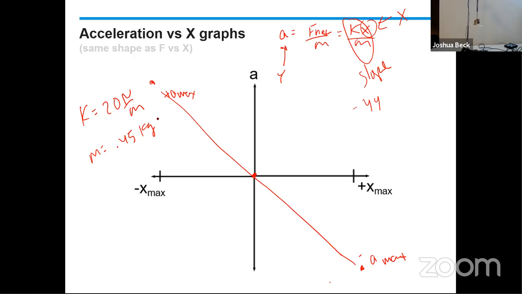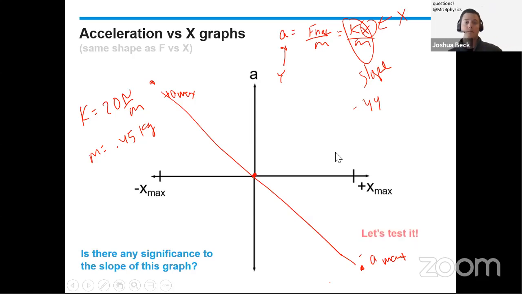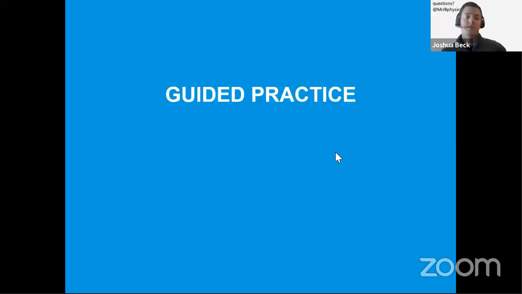So if I were to take k over m, in this particular case 20 divided by 0.45, we end up with a slope, or the value, of 44, which is almost dead on what we had from the slope of our line. So that's good. All right, so we've got our shape that matches and our slope matches. All right, let's look at some practice problems here.